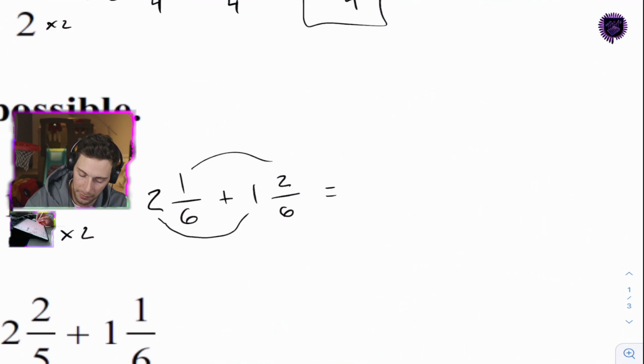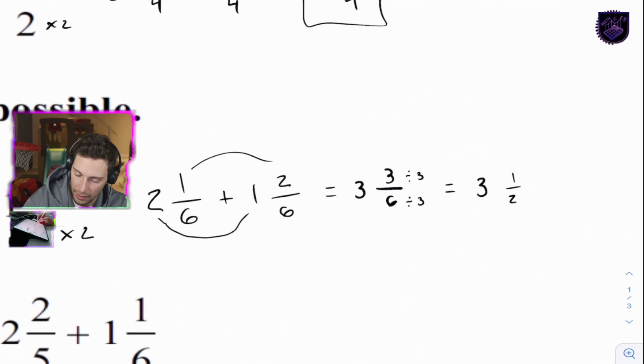I'm going to have to simplify here. So it's 3 3/6, which I can divide the top and the bottom. The GCF, the greatest common factor of those two, is 3. So my answer will be 3 1/2. That's my answer.